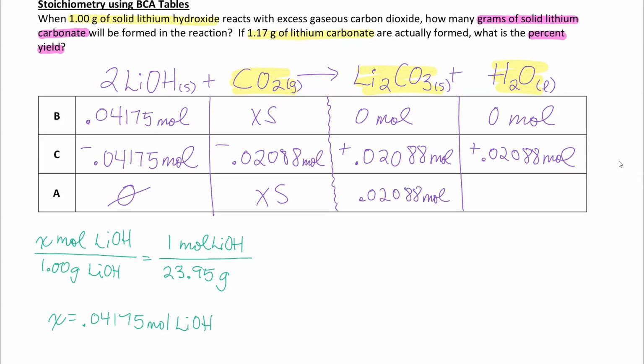Now, in this case, does the moles of water even matter to us? No, I just can't leave it blank because that would bother me. If you're good to leave it blank, that's fine. Because what we care about is the mass of lithium carbonate. Now we just go moles into grams using a molar mass, right?